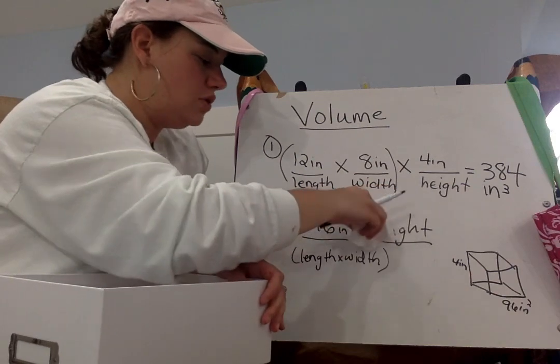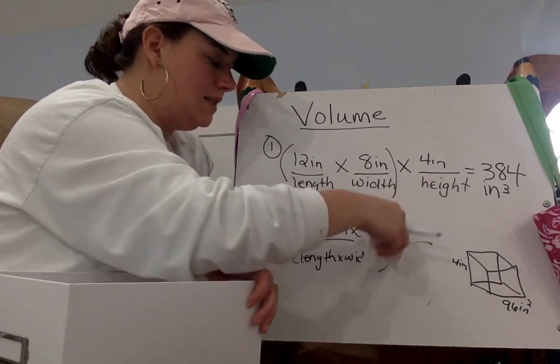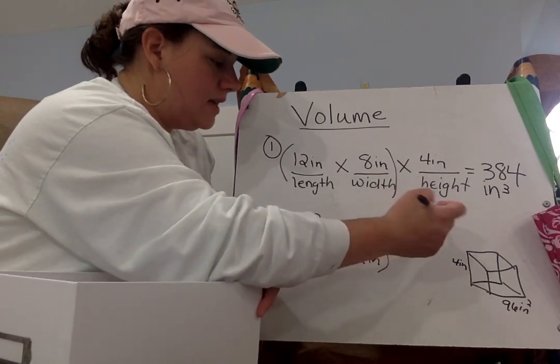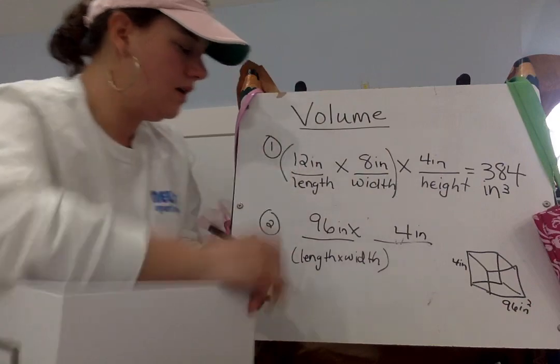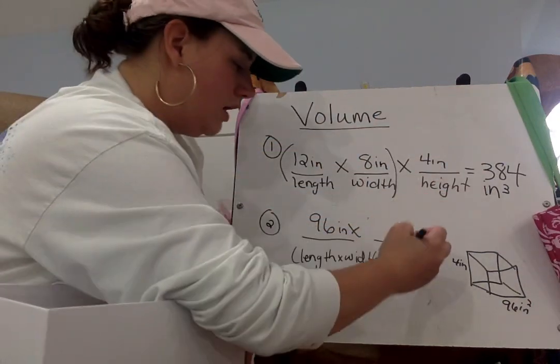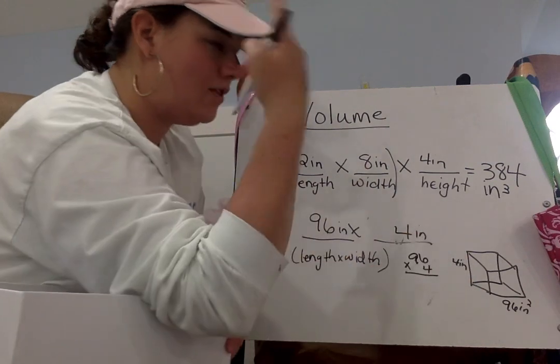And then you just have those 2 numbers to plug in instead of the 3 numbers. And all that base means is that they've already done the length times the width for you. So it would be 96 times the 4 inches here. And if you multiply that, you should get the exact same number as the 384. So 96, 4 times. And you can kind of mentally figure that in your head.